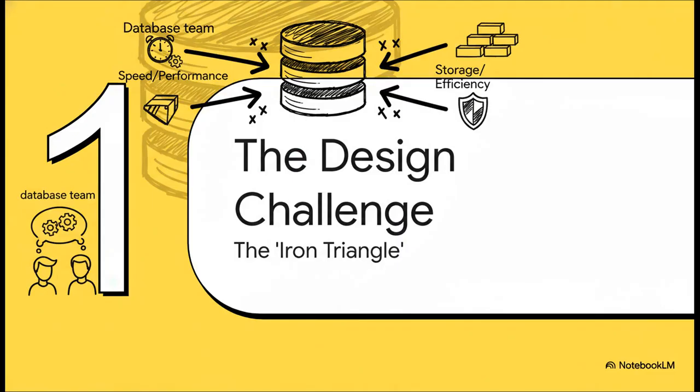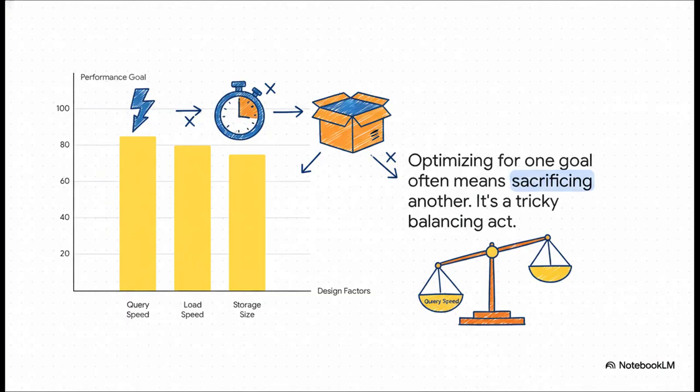Yeah, pretty much every database team on the planet runs into this fundamental conflict when they're working on physical design. It's this constant tug-of-war between three competing goals, something we call the iron triangle. And this right here shows you exactly what I mean.